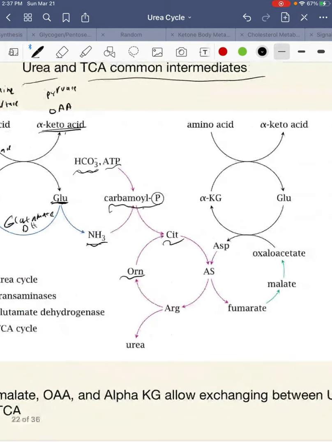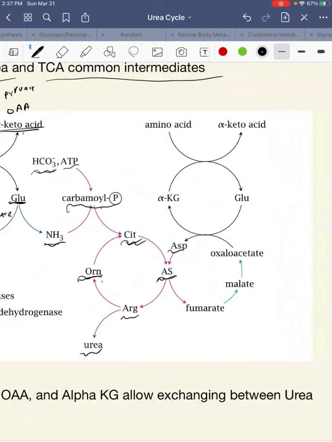Citrulline is exported out of the mitochondria into the cytosol. We take citrulline and then aspartate, and then we make argininosuccinate. Then this can eventually be converted to arginine, and then arginine is cleaved to urea and ornithine. Ornithine continues the cycle. So when argininosuccinate is cleaved, we get arginine, and then we also get fumarate. Fumarate can be converted to malate, which is converted to oxaloacetate. So these are the cytosolic versions of the TCA enzymes. And then oxaloacetate can be converted to aspartate.